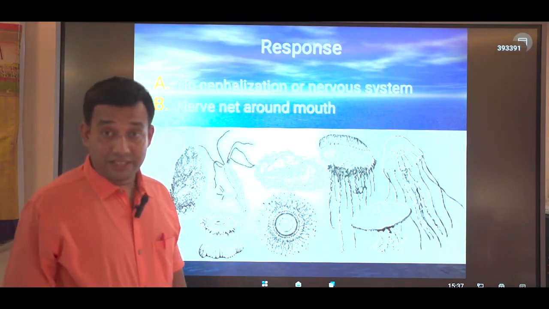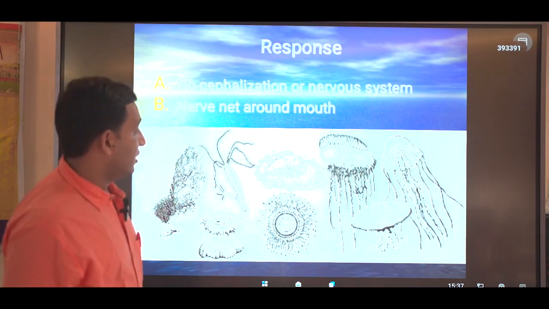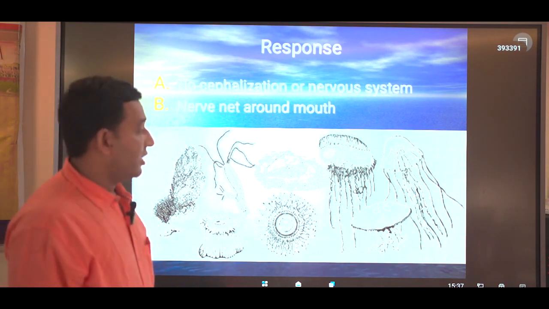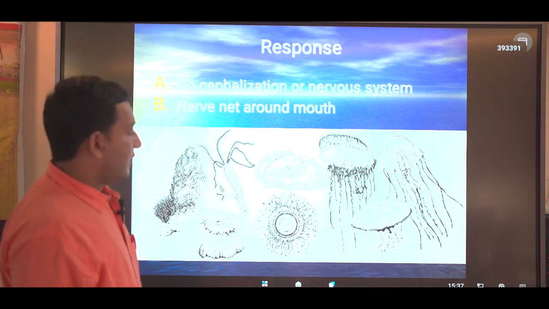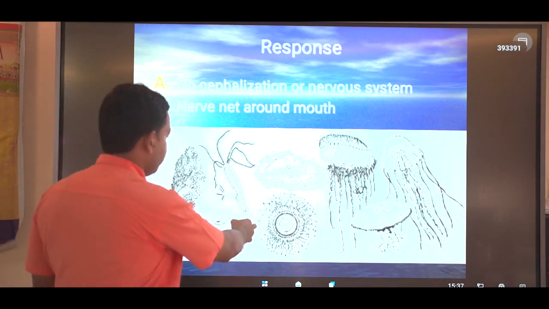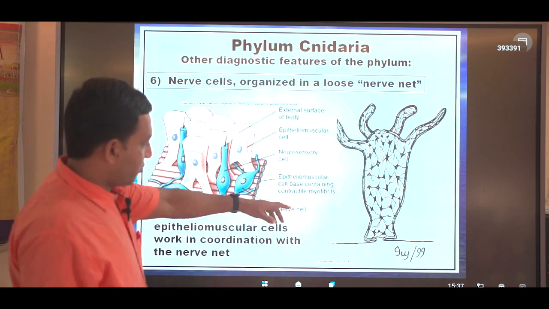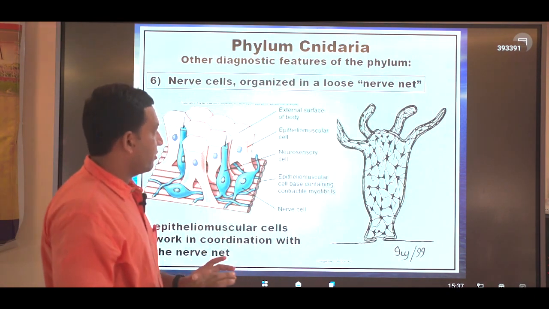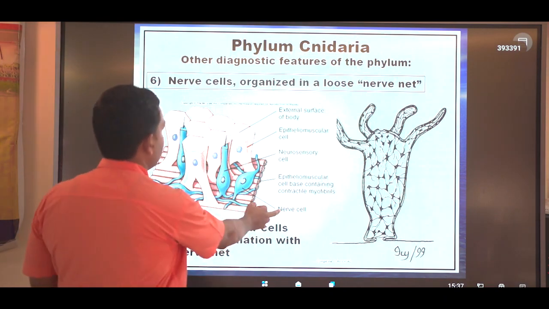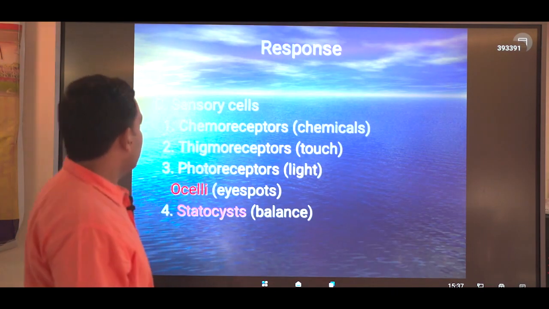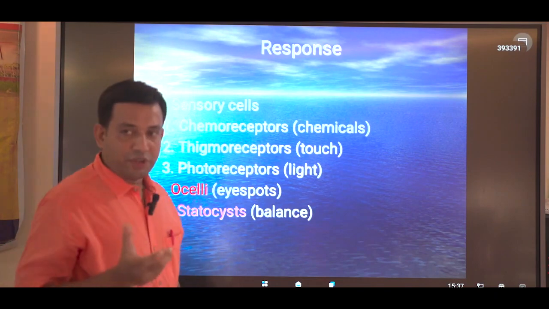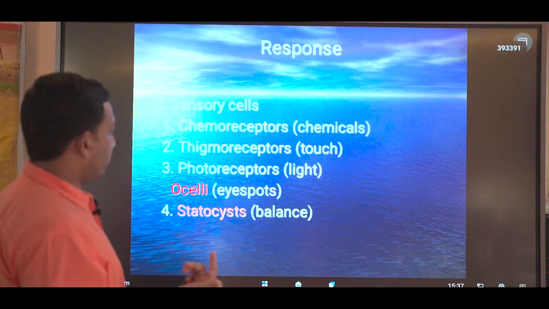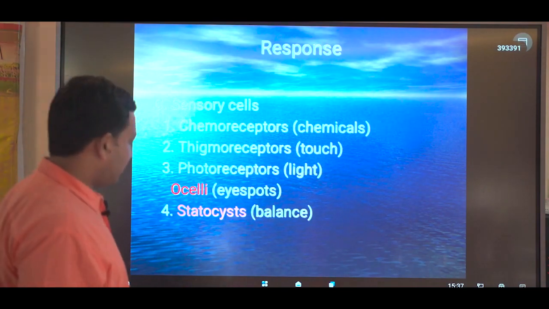If you see the nervous system, there is a response. The cnidarians are slightly more developed than the poriferans. They have a nerve network throughout the body and a nerve ring surrounding the mouth. Here you see the nerve network. There is no distinct central nervous system or cephalization. Only a nerve network covers the whole body and encircles the hypostome. But some nerve cells are modified into sensory cells: chemoreceptors, thigmoreceptors, photoreceptors, and statocysts.